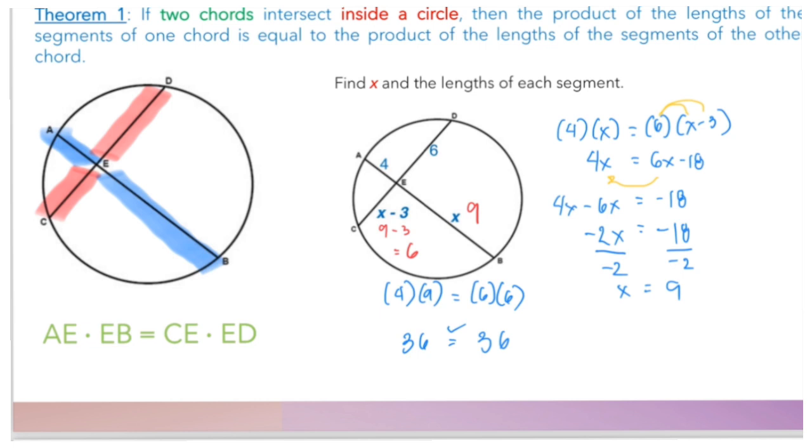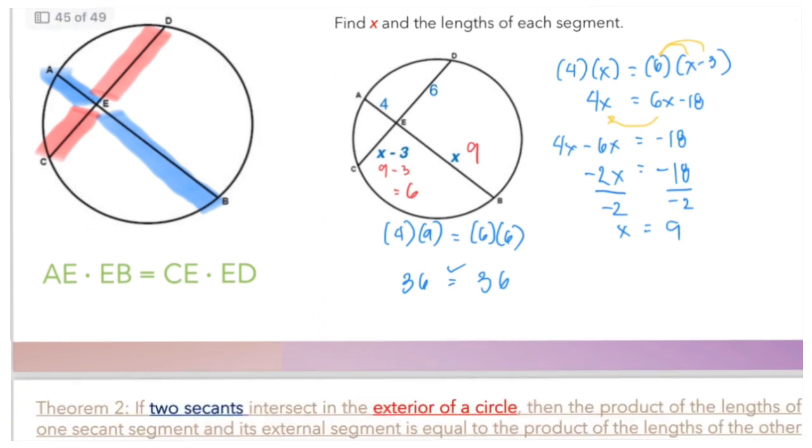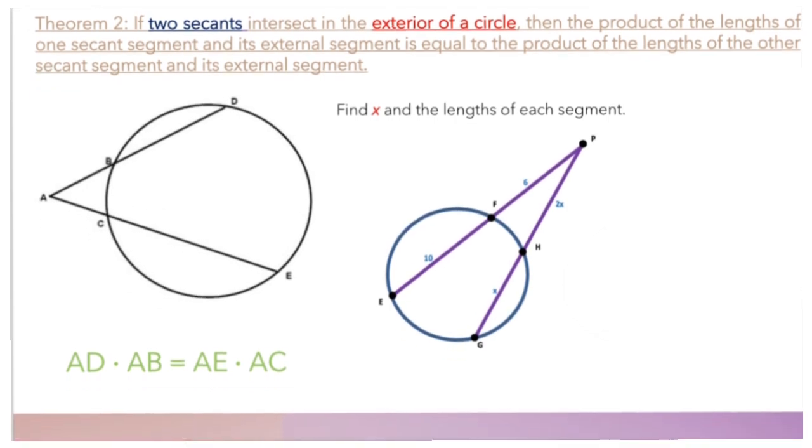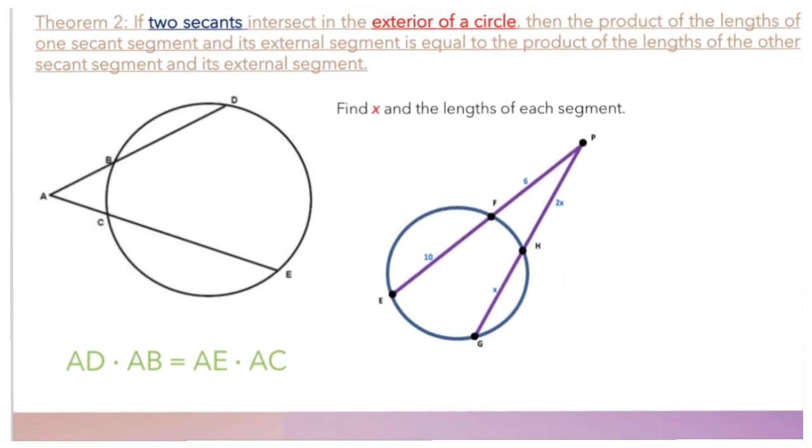So what I'm showing here is just a checking so that you'll be able to follow through with the concept for theorem number 1. So this formula only applies if you have two intersecting chords inside the circle. Next theorem will be for two secants intersect in the exterior of a circle, then the product of the lengths of one secant segment and its external segment, it's equal to the product of the lengths of the other secant segment and its external segment.